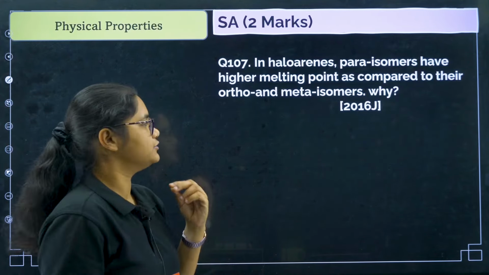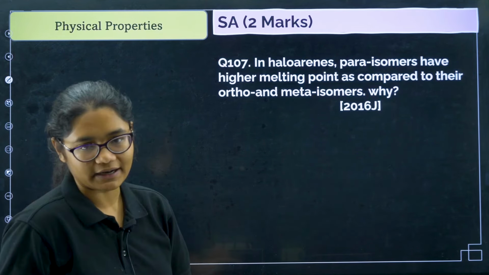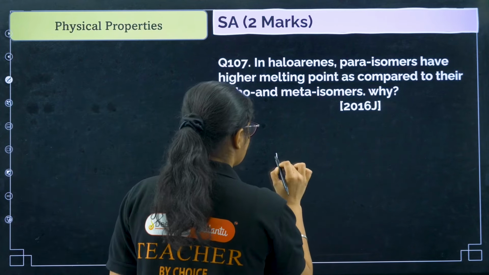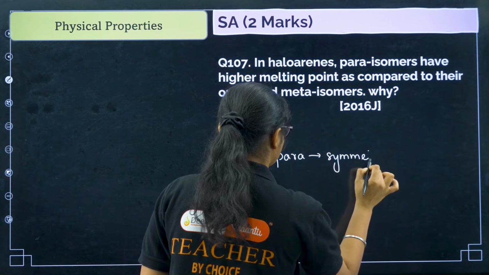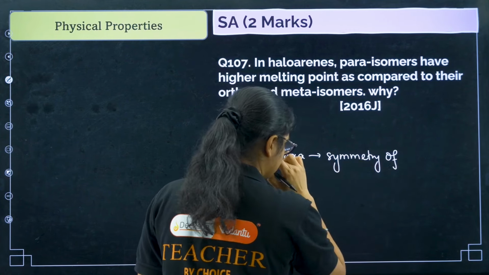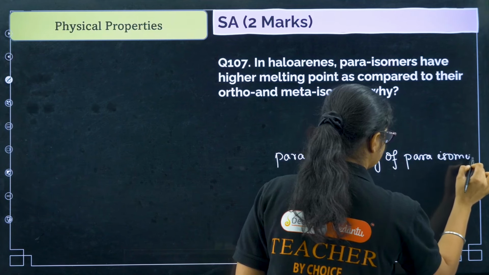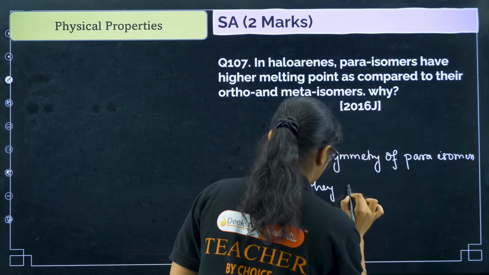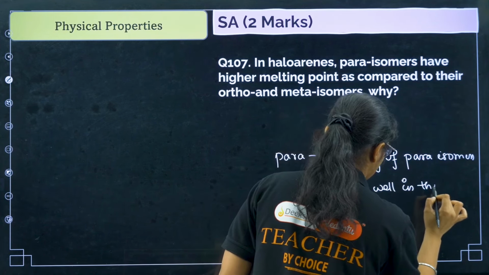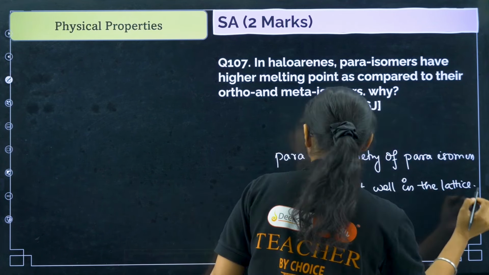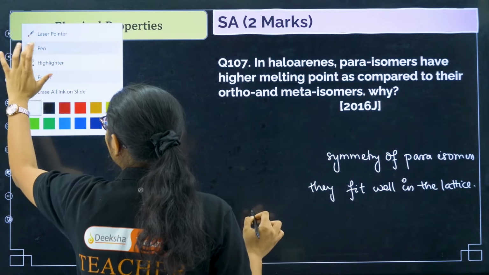are called as enantiomers. In haloarenes, para isomers have higher melting point as compared to ortho and meta isomers. What is the reason? You can write due to the symmetry of para isomers, they fit well in the lattice. Okay, so this can be the answer for this question. The main reason is the symmetric nature of the para isomers.